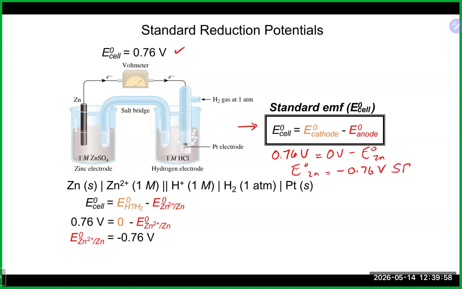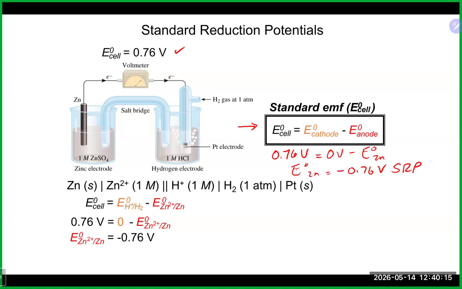That gives us the SRP value there for zinc. A very simple way of doing it by basically hooking up the cell. Now, this formula is an important formula. It will allow you to calculate the cell voltage in a galvanic cell.